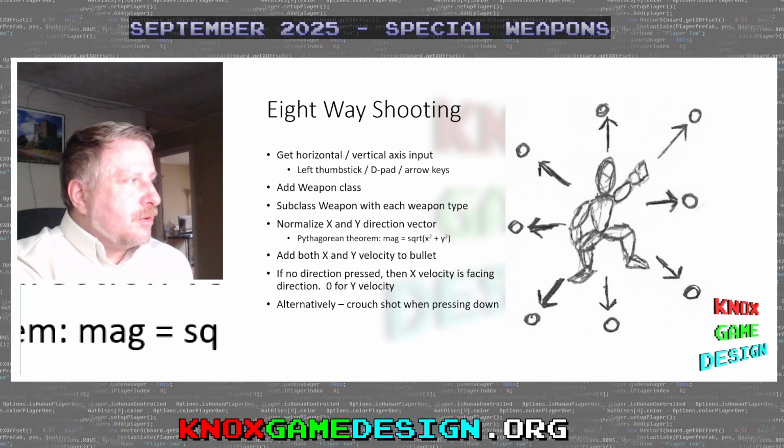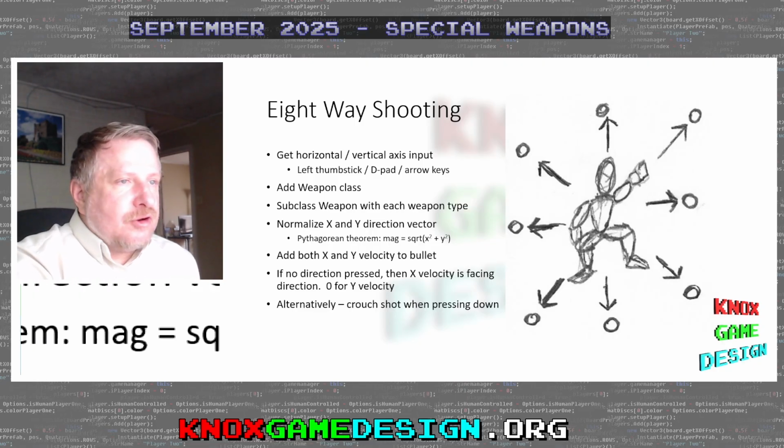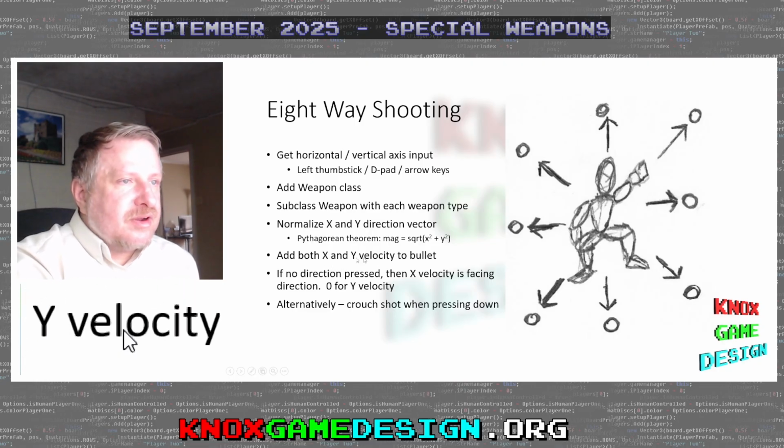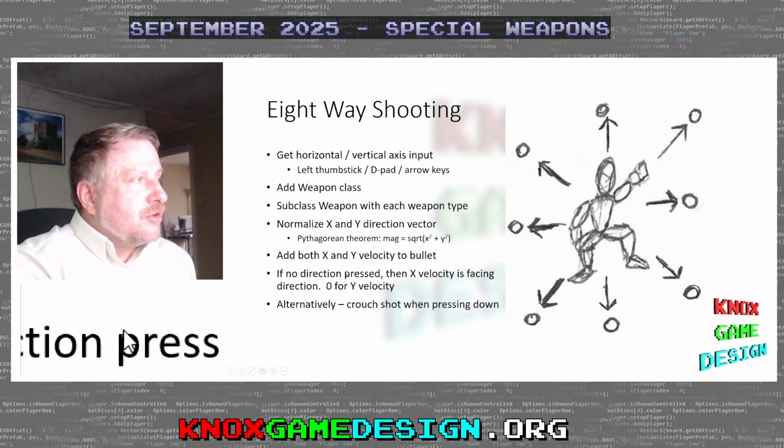Then if you want to speed it up, you can multiply it by a speed variable, but this gives you the normalized vector in the way the player is pressing. So you could extend this to actually do 360 degree shooting using the thumbstick.